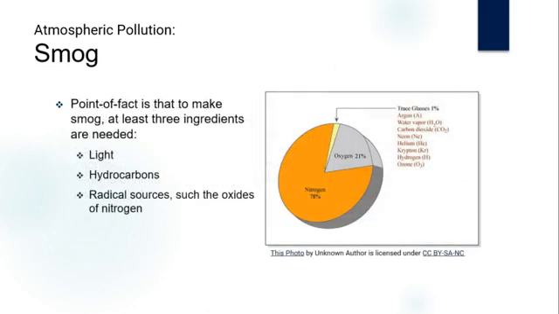Now, let's define smog in more detail. To make smog, it should have at least three ingredients: light hydrocarbons, radical sources such as oxides of nitrogen.